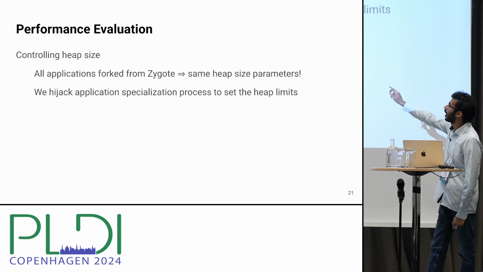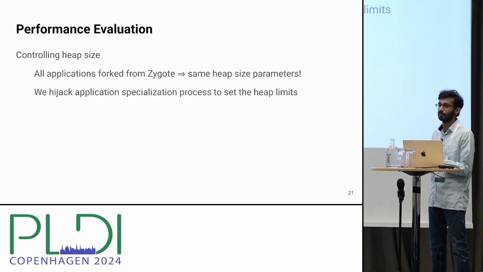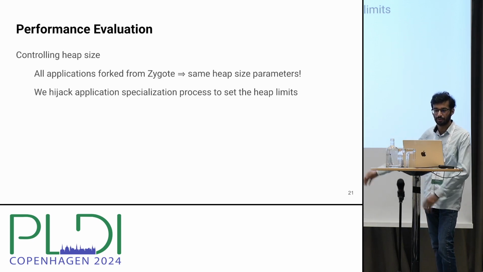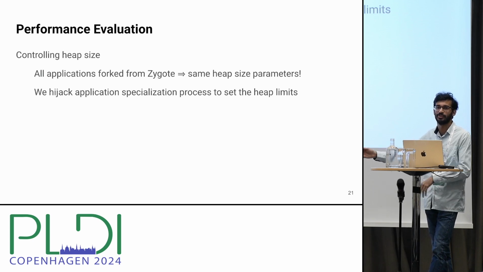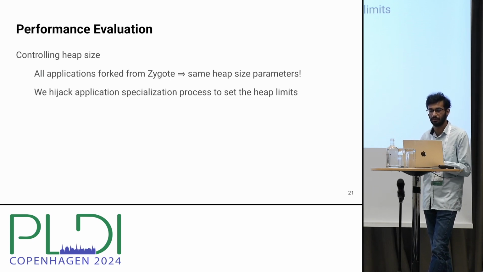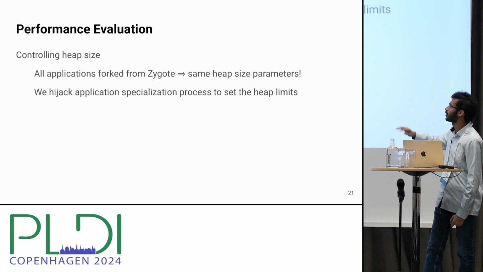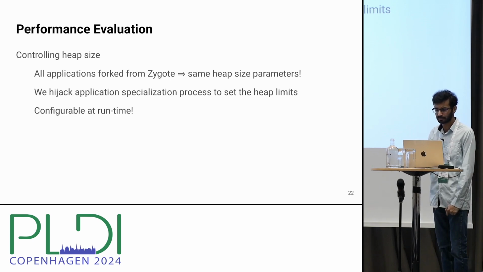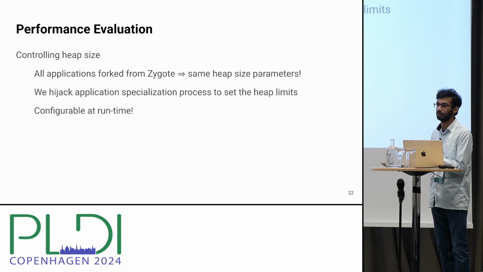So what we do is we hijack the application specialization process to set the heap limits. After an application is forked from the zygote, it actually has to set up many things before the application can even start. So we insert a check here to make the application consult a metadata file, which essentially lists heap sizes for target applications. If this application finds itself in the list, then it'll set the heap size to what has been specified in the file. Otherwise, it'll just do whatever the default is. This allows us to target specific applications without affecting the rest of the system. And since we can update the entries of this file at runtime, we can choose to target any application with any heap size at any time without recompiling or rebooting the system.